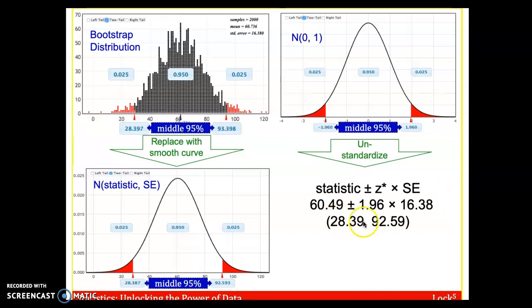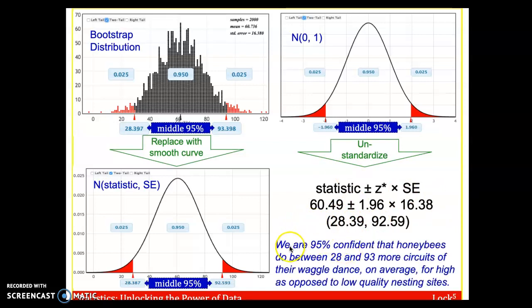And as an interpretation, what do these two numbers mean in context? I wrote a little explanation. Interpretation: we are 95% confident that honeybees do between 28 and 93 more circuits of their waggle dance, on average, for high as opposed to low quality nesting sites. So those little bees move around a lot more, or do a lot more circuits, when there's a better site.